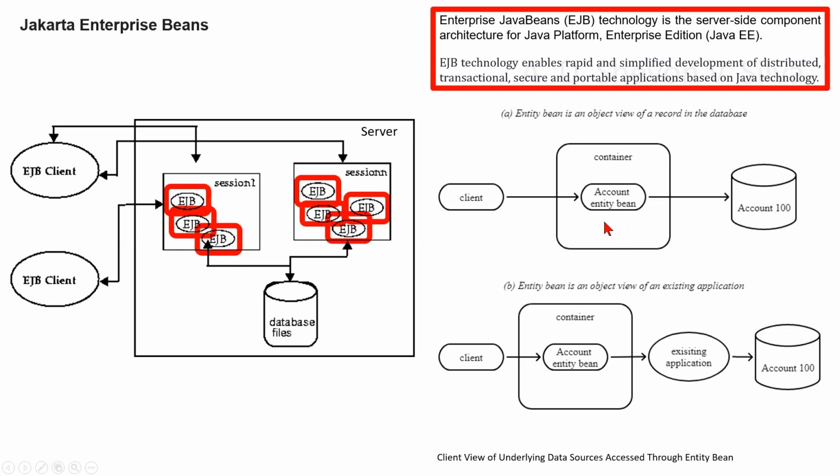Client is connected to the account entity bean. Account entity bean is in the container, and account entity bean is connected to the database, and account 100 is in the database. Here, the entity bean is an object view of the existing application.